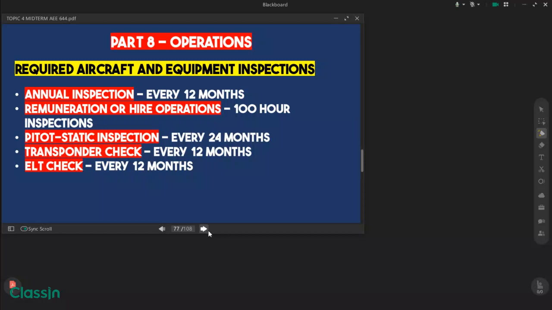ELT check, we have every 12 months natin. So, tandaan niyo yung mga duration niyan kasi importante po yan. Okay?